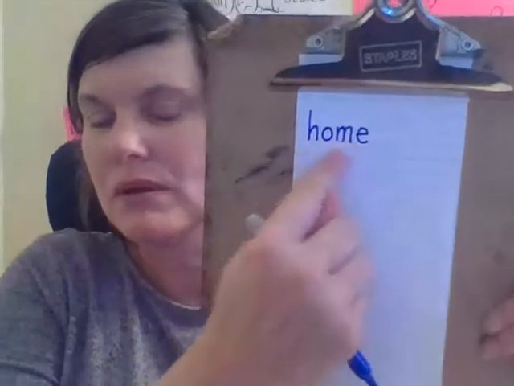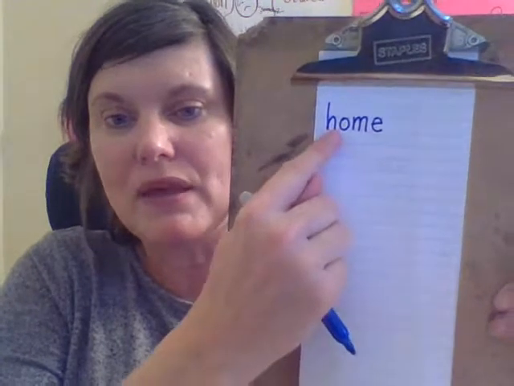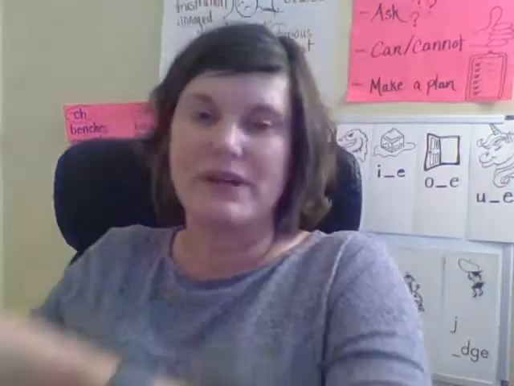So the base word is home. I know I need the silent E syllable to make the O the long vowel sound. Now, what do we put at the end to make it more than one, to make it plural? Homes. Very good.